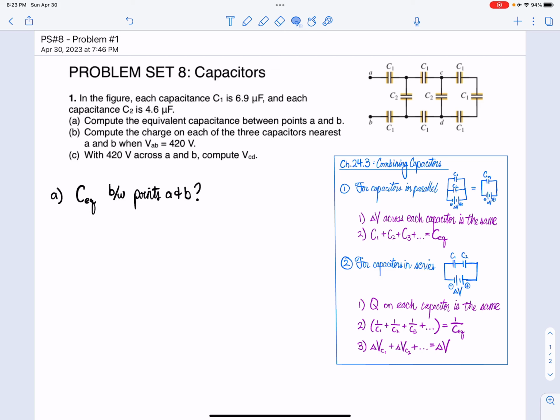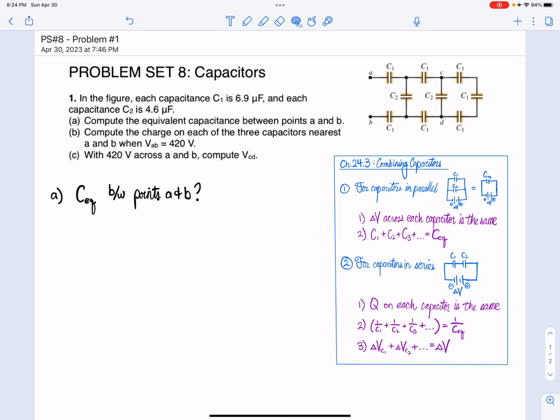This is problem set number 8, problem 1. In the figure, each capacitance C1 is equal to 6.9 microfarads, and each capacitance C2 is 4.6 microfarads. Part A, compute the equivalent capacitance between points A and B.